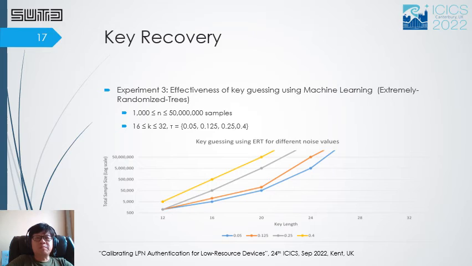We vary the number of samples from 1,000 to 50 million, use different noise rates, and slowly increase the key sizes. As expected, ERT performs better at low noise rates and struggles when noise rates get higher. However, for 50 million samples, ERT cannot guess beyond k equals 24.